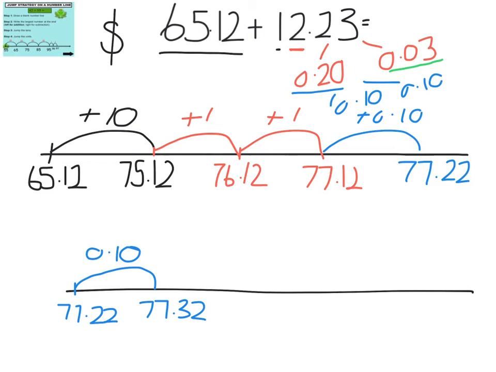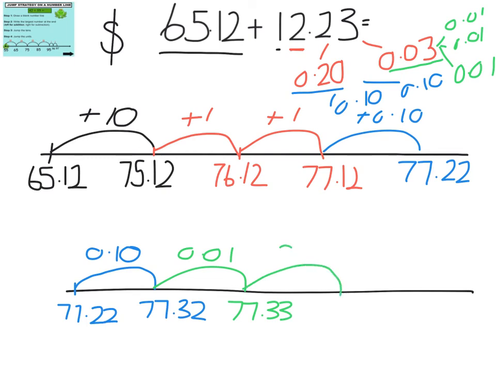All right, and what I'm going to do now is I'm going to add my 3/100ths or my 3 cents. And what I'm going to do is I'm going to break it up into 0.01. So I'm going to add 1 cent at a time. All right, so I'm going to plus 0.01. So 77 and 33/100ths or 33 cents. Then I'm going to plus another 1. It's going to be 77 and 34/100ths.